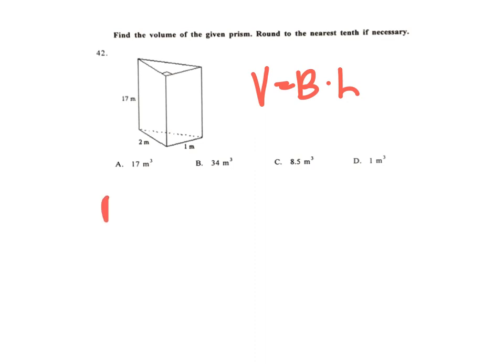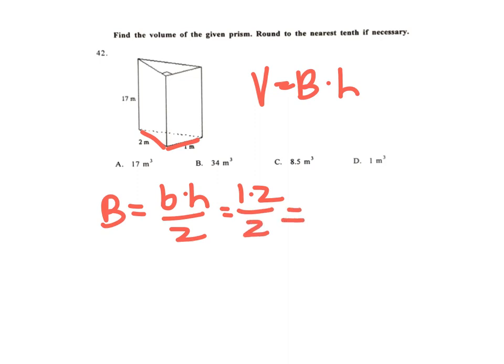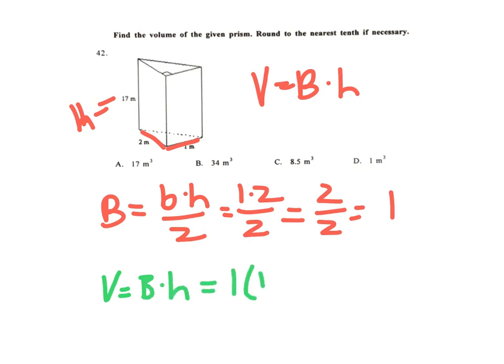To find the area of your base, big B, for a triangle, you do base times height divided by 2. In my case, my base and my height are going to be 1 and 2, so we're going to do 1 times 2 divided by 2. When I do that, I get 2 over 2, which gives me 1 as big B. 17 is my height. This is our H, so we're just going to plug in B and H. So I have volume equals big B times H, which is 1 times 17, which equals 17.